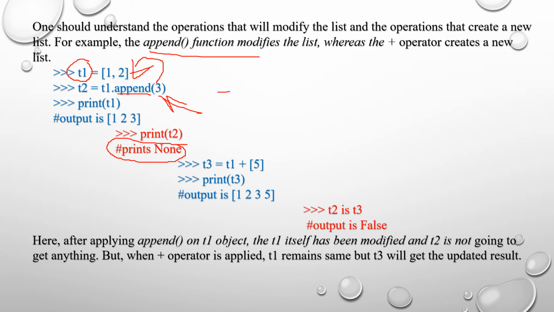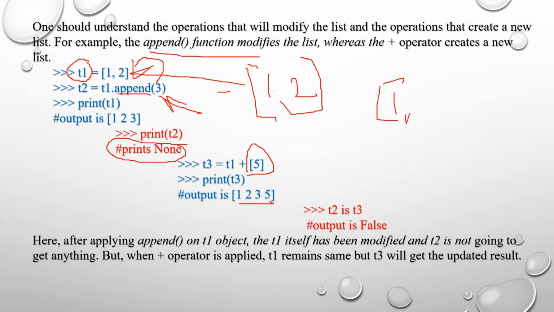For example, you take t3 is equal to t1 plus [5]. Within a square bracket we are adding 5. If you print t3, the Python interpreter will print 1 2 3 and 5. The initial values are 1 2, so this is my original list. After that we appended the 3, so 1 2 3, 3 is appended here.